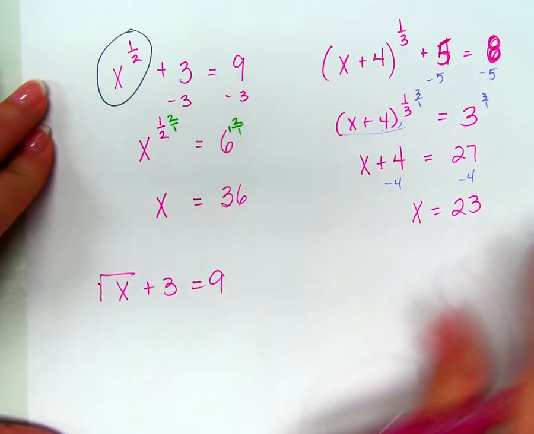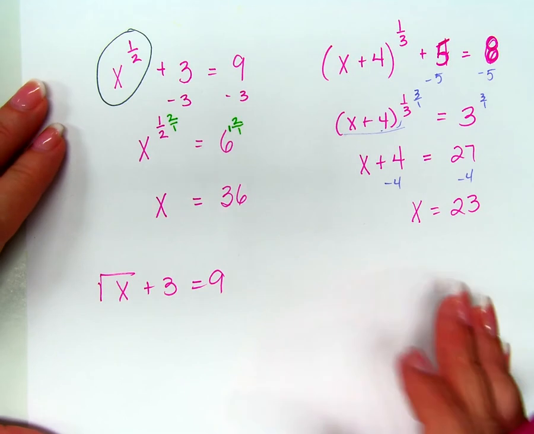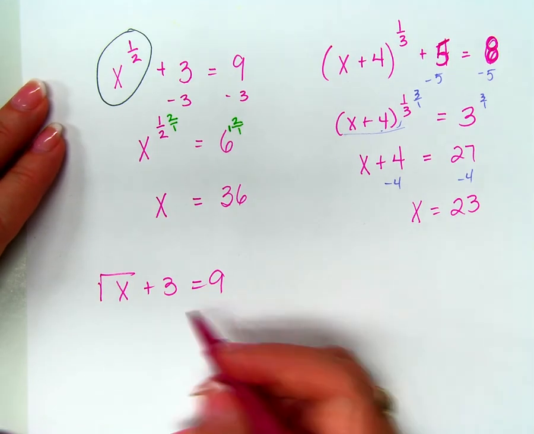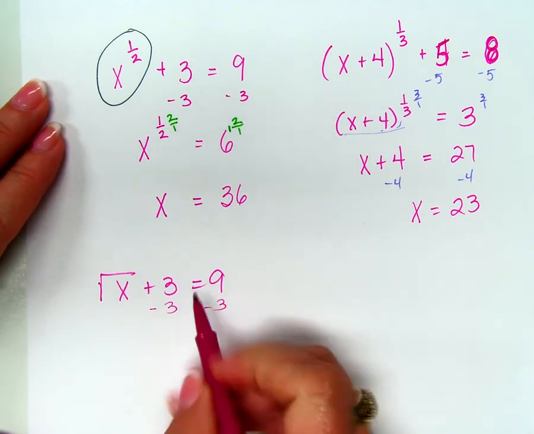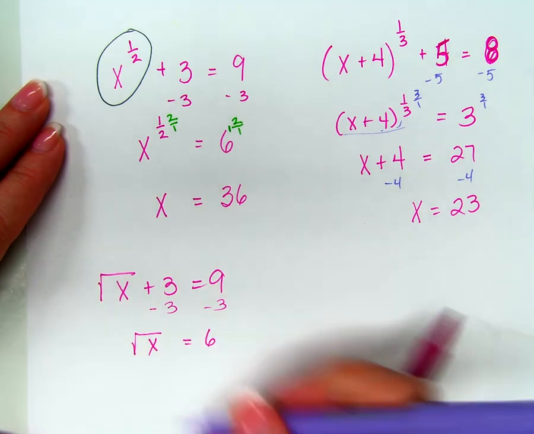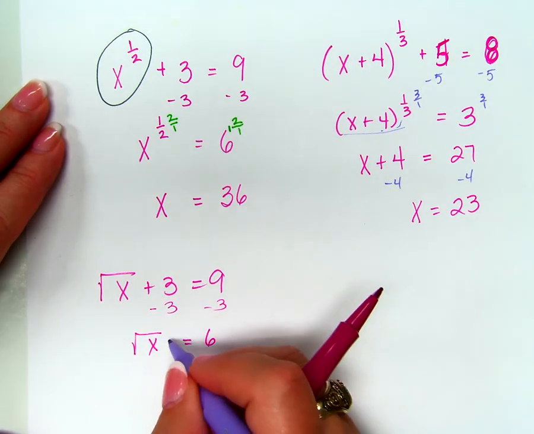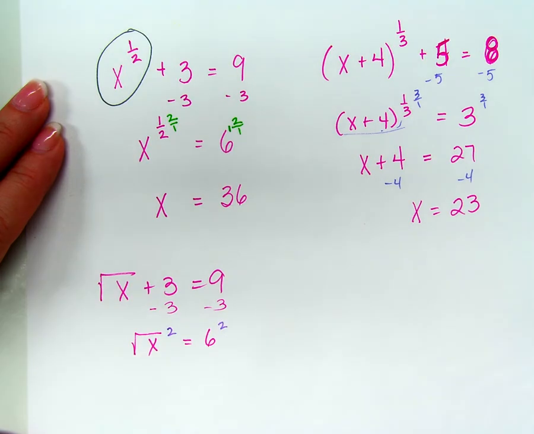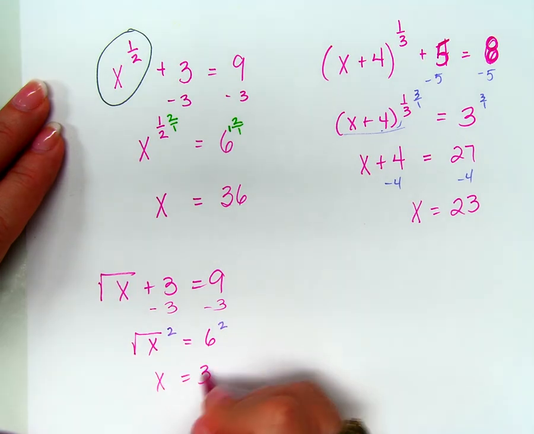Do you know how to solve that problem? Yeah, we spent a bunch of time on this, right? We subtract 3 from both sides. We get square root of x equals 6. How do we get rid of a square root? We square it. x equals 36.